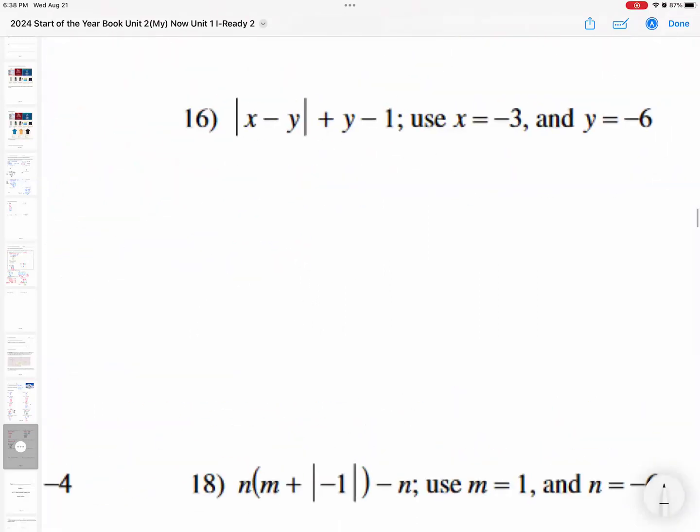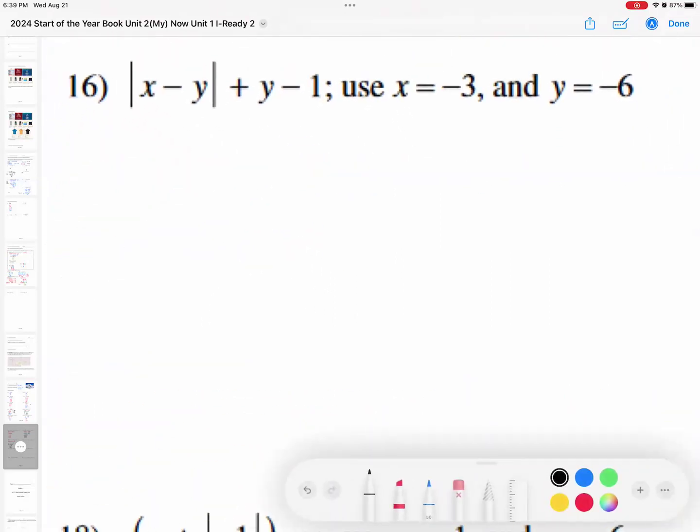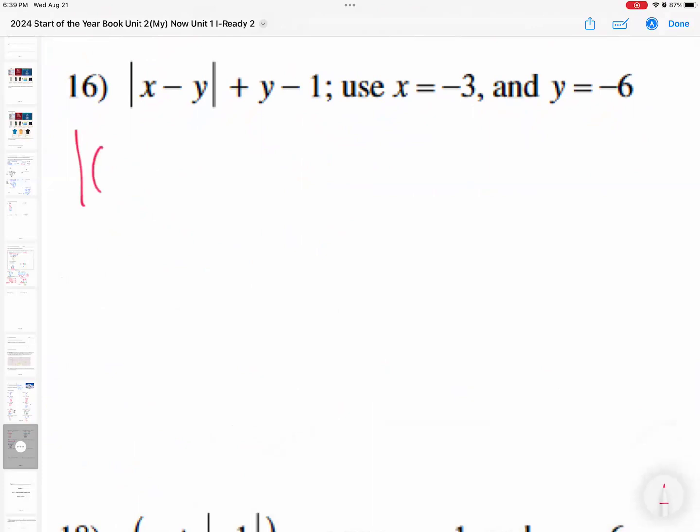Number 16. As always, dump in the numbers first, no math. So absolute value of -3 minus our y value here is -6. Super important to note, this negative or subtraction symbol is that one, and y just happens to be a negative number. They're their own negatives. That's what trips people up. So just be careful of those negatives.